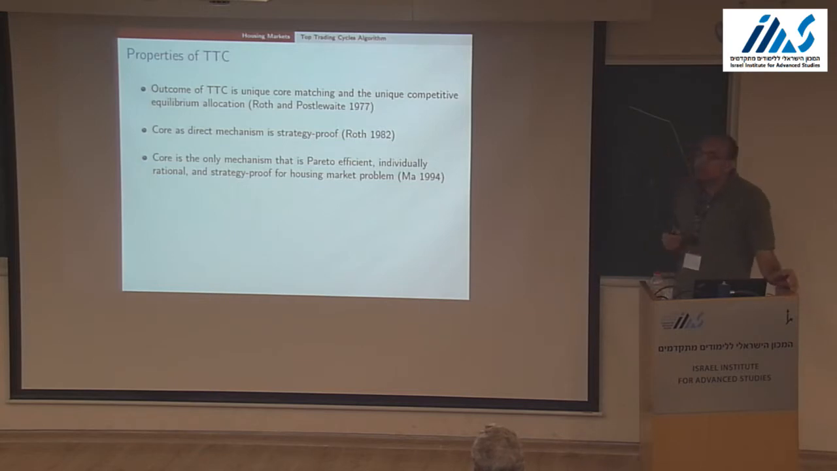Now, if we think about the core as a mechanism, agents report their preferences. The core as a direct mechanism is a strategy-proof mechanism. What that means, just like in a serial dictatorship, is I have a weakly dominant strategy to report my ranking of houses truthfully. And in this domain, we have an even sharper result: the core is the only mechanism that is Pareto efficient, individually rational, and strategy proof for the housing market problem. This is a very sharp characterization in terms of these three axioms: efficiency, individual rationality, and strategy proofness. This is all we can do.